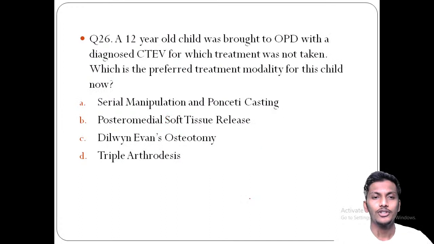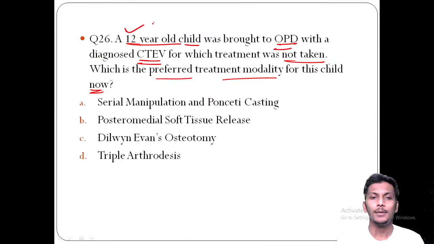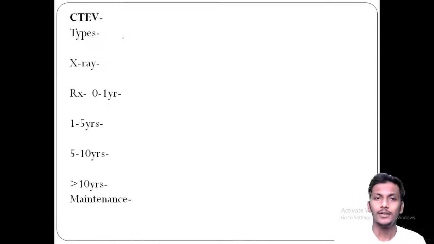Now moving further, question number 26. A 12-year-old, if the treatment is not given in infancy, this condition can persist throughout life. Okay, and therefore according to age, we have age wise treatment. So what is the preferred treatment modality in this age group, that is your 12 years of age group? So let's discuss some important points about your CTEV, that is your congenital talipes equinus varus.